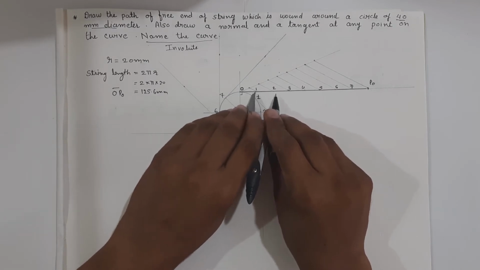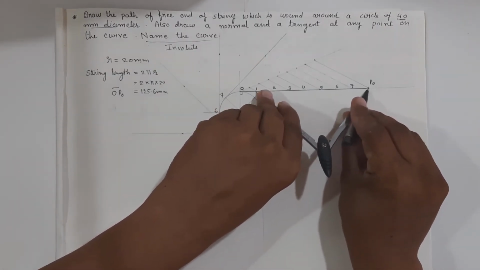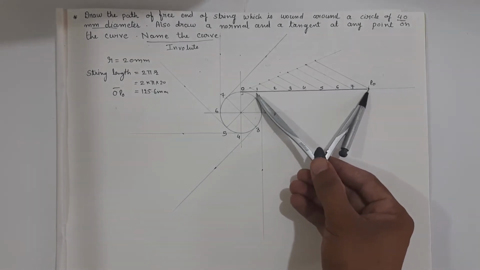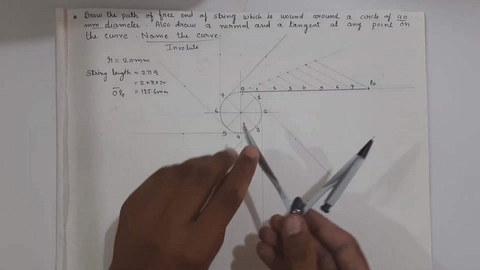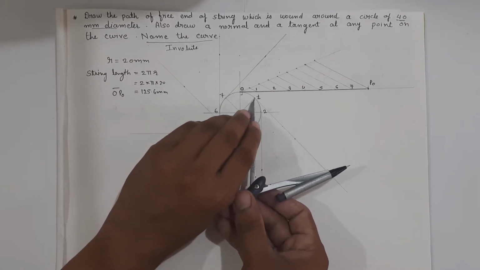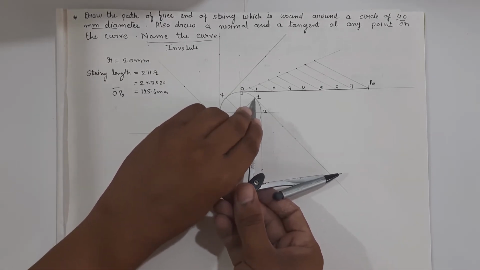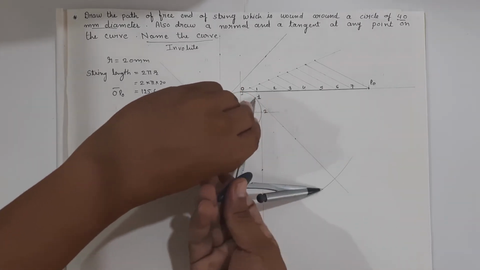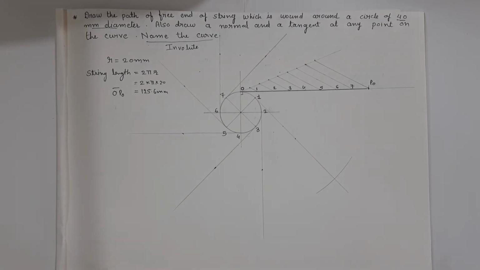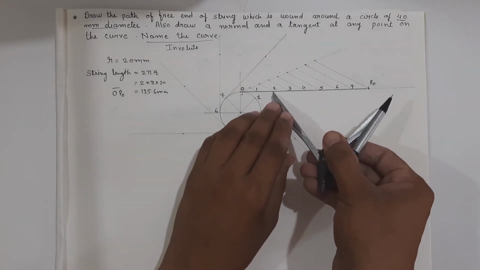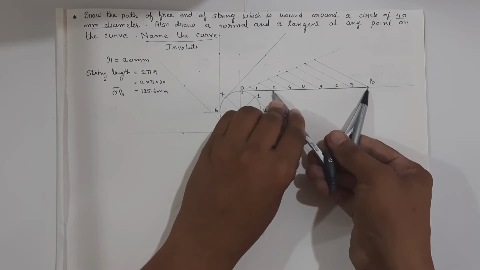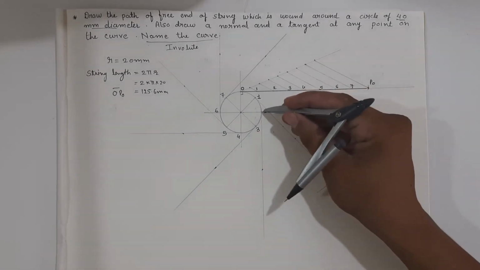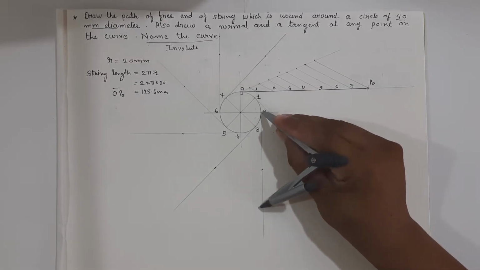Now after drawing the tangents, measure 1 to P0 distance on the rounder, and give an arc on the tangent passing from the first point of the circle like this. Now measure 2 to P0 and give an arc on the tangent passing from the second point of the circle.